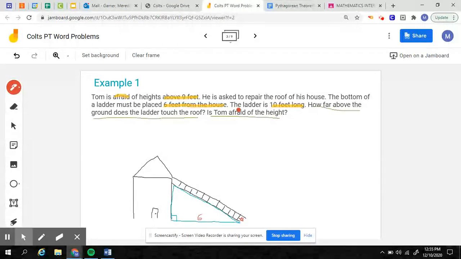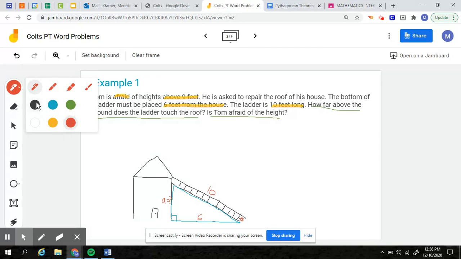The next piece of information we have is that the ladder is 10 feet long. So this whole length here, that diagonal where the ladder is, I know that that is 10 feet. That means the side that I'm missing is this one that's on the house. And that's exactly what it's asking for: how far above the ground does the ladder touch the roof? So I'm trying to find this right here. What is this distance? How far up does that ladder go on my house? You'll notice that that's a leg that is missing. The ladder is your hypotenuse. So because a leg is missing, we're going to end up subtracting.